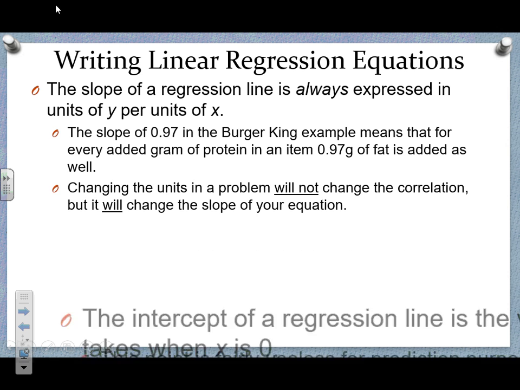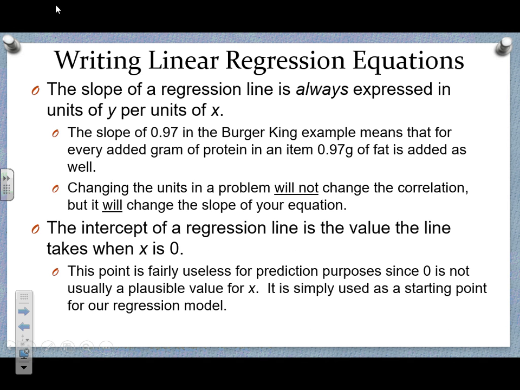Okay? And then the last thing here, the intercept. So being able to interpret the intercept. The intercept of a regression line is simply the value the line will take on when our x variable happens to be 0.